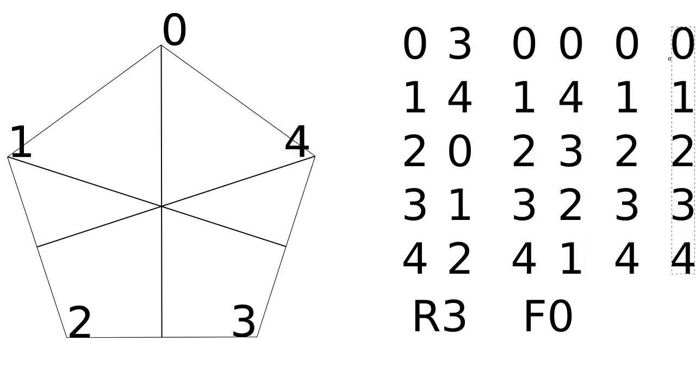Now that we have written rotate 3, flip 0, we can combine them. 0 is mapped to 3 by the rotation, and 3 is mapped to 2 by the flip. So in the combination, 0 is mapped to 2. 1 is mapped to 4 by the rotation. 4 is mapped back to 1 by the flip, so 1 is mapped to 1.